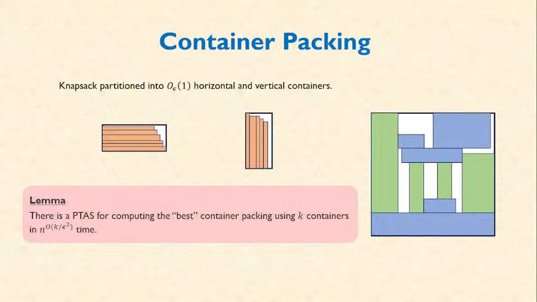In fact, there is a result which says that there is a PTAS to compute the best such container packing. And by best, I mean the one that packs the maximum number of rectangles. So as long as the number of containers is a constant, there is a PTAS to find the best container packing. And this is done via reduction to the generalized assignment problem. But let's not worry about that. So once we have such a result, our task now boils down to a completely structural question. And that is, how many rectangles can we guarantee that the best container packing contains?